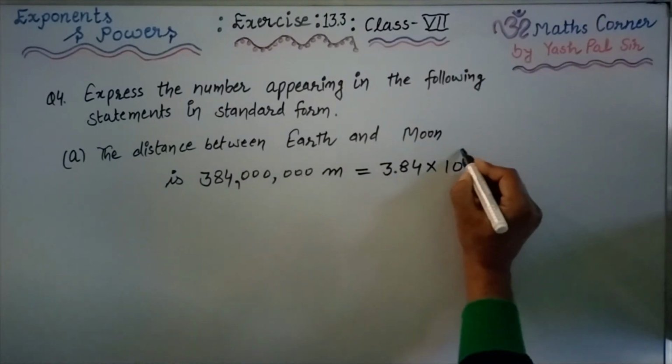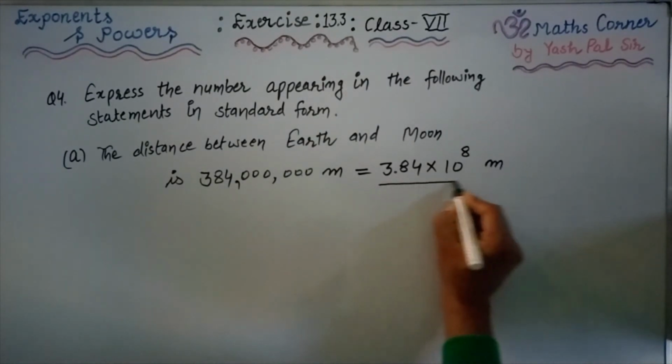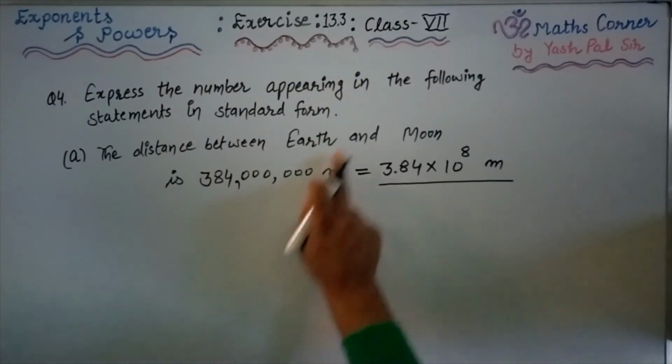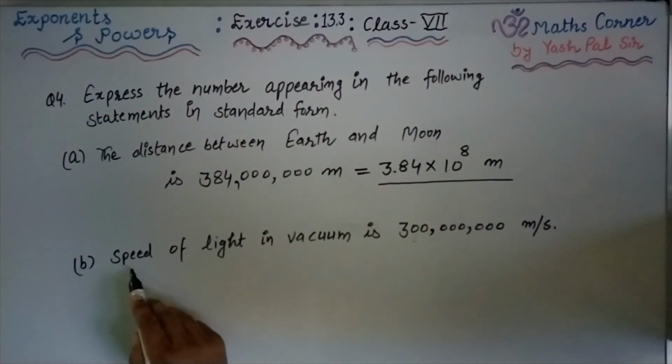After 3, the digits are 1, 2, 3, 4, 5, 6, 7, 8. So 10 raised to power 8 meter. This is the way we can express this large number in standard form.